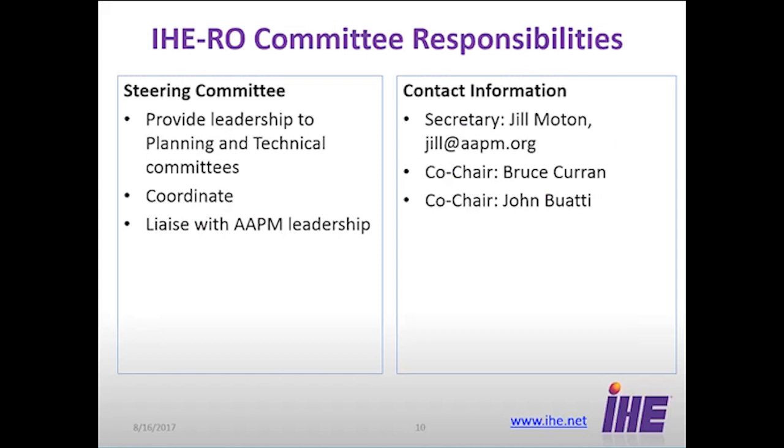The committees we have are the steering committee, the planning committee, and the technical committee. The steering committee is the oversight committee. It's also the liaison with the AAPM leadership to make sure that the groups get what they need and support from AAPM. The two co-chairs from this are Bruce Kern and John Buati. Jill Morton is the secretary. She's the secretary for all the groups. And this committee consists of Bruce and John and the co-chairs of the planning committee and the co-chairs of the technical committee.